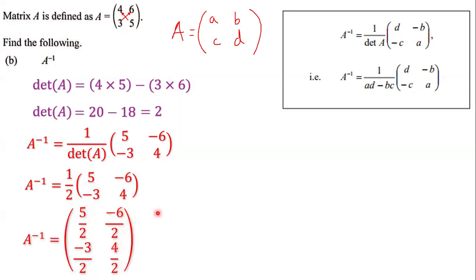Next, we simplify. We keep 5 over 2 as follows. Negative 6 divided by 2 is negative 3. And we keep negative 3 over 2. Now 4 divided by 2 is definitely 2. And so this matrix is the inverse of A. And that's the answer to our question.